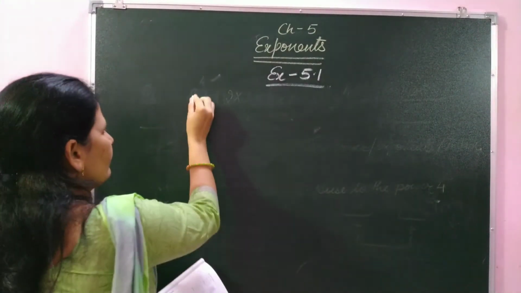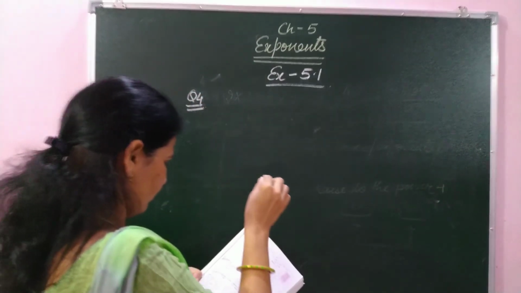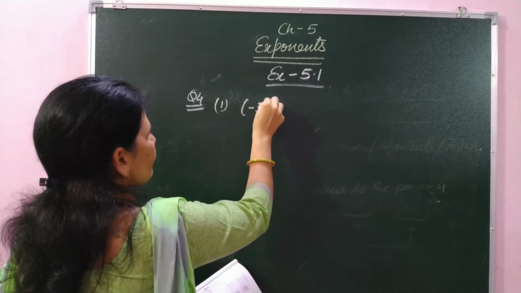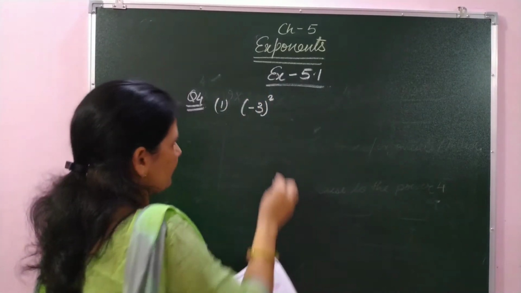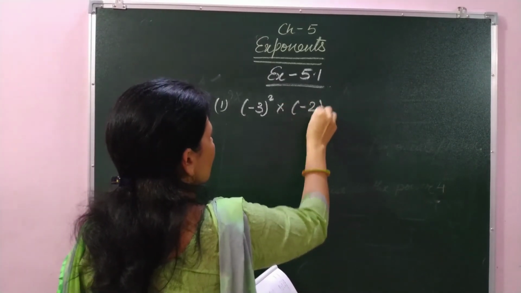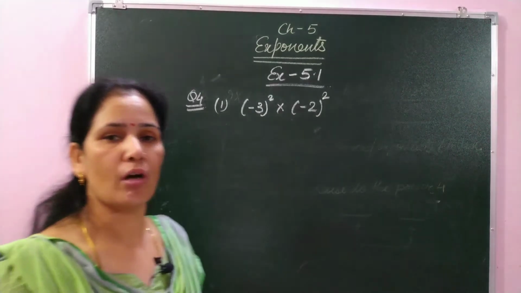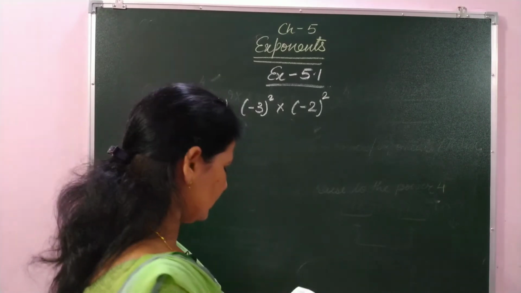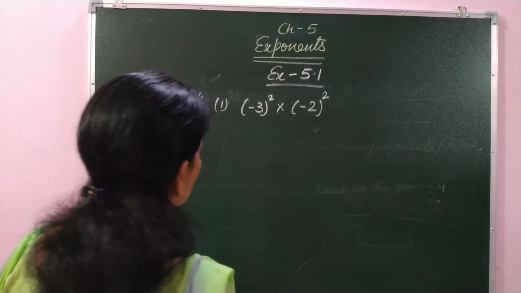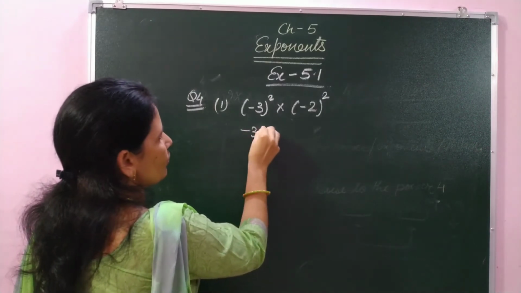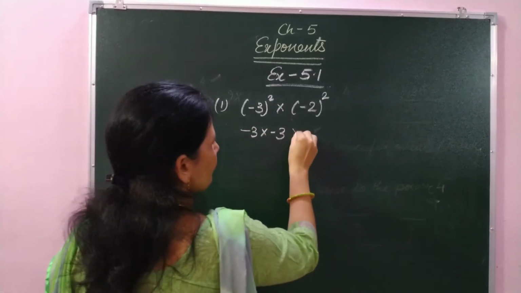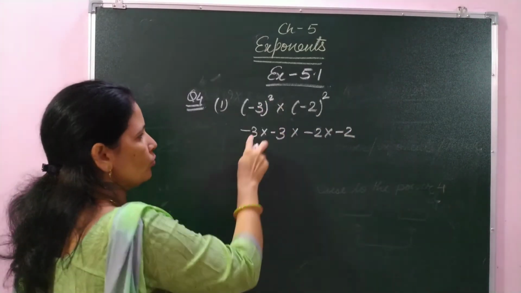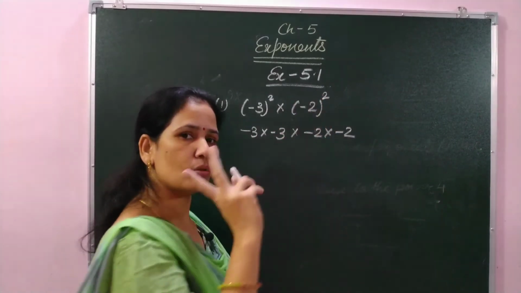In question number 4 they have given: minus 3 raised to the power 2, then minus 2 raised to the power 2. We have to evaluate this and find the answer. How to find it? First we have to solve and write the answer. Minus 3 multiplied by minus 3, and minus 2 multiplied by minus 2, because 3 power 2 means 2 times repeat, and 2 power 2 means 2 times repeat.